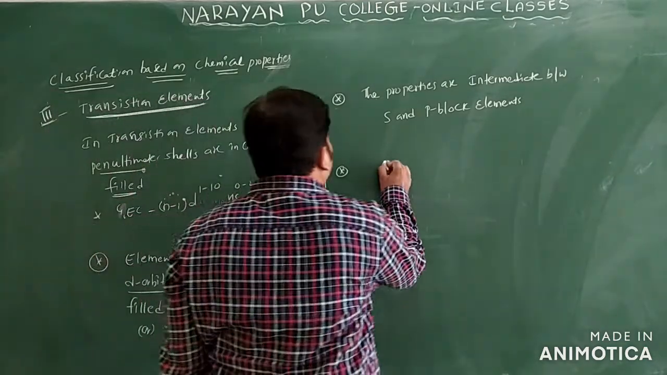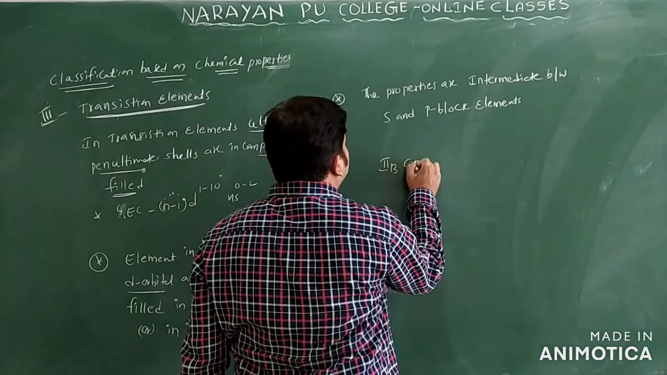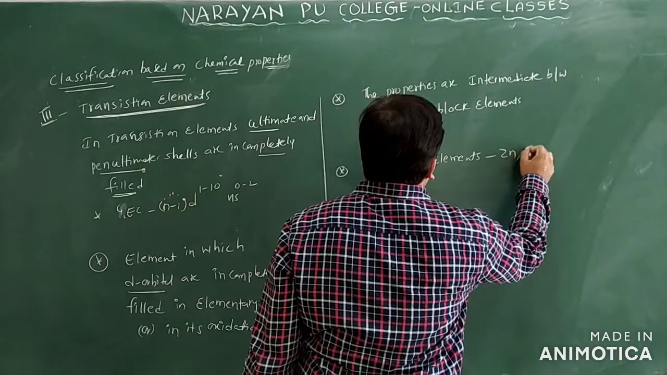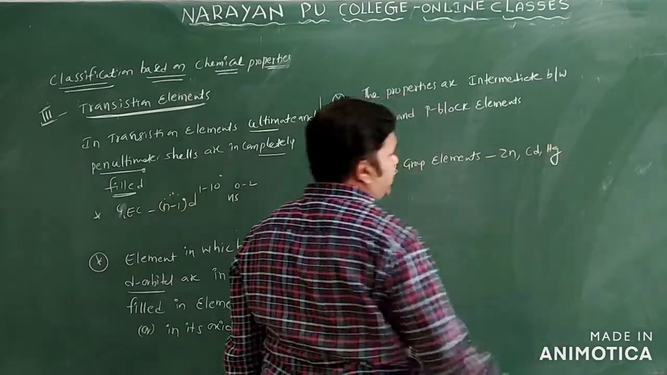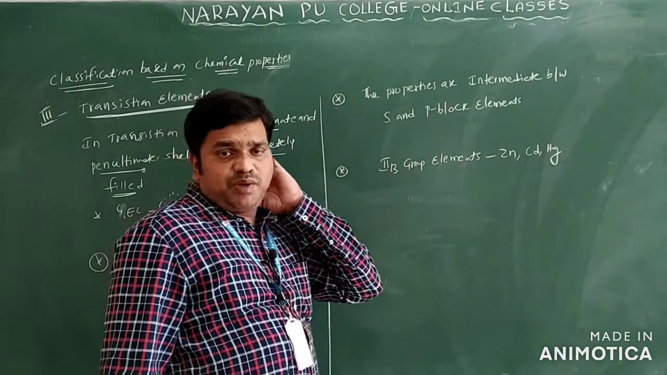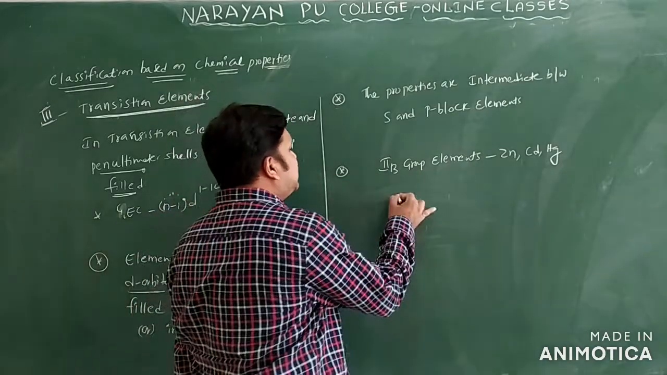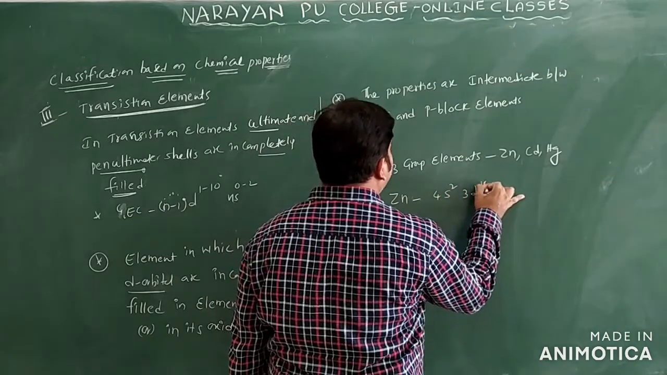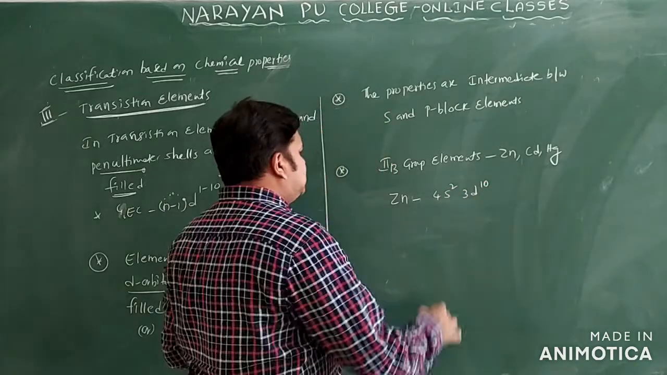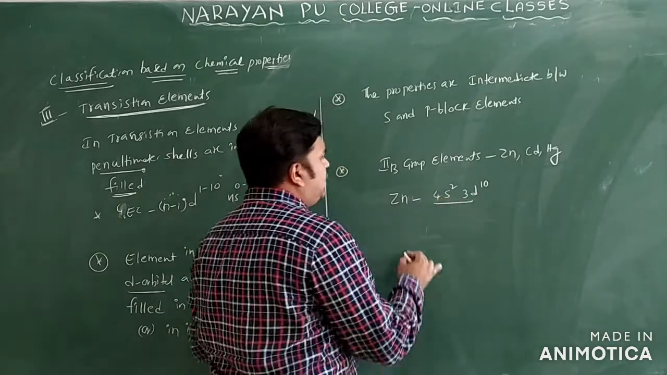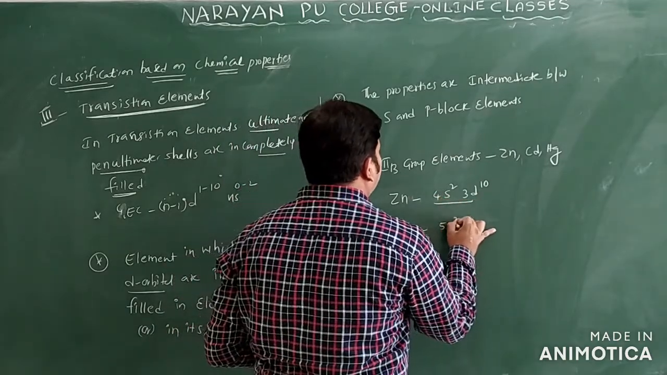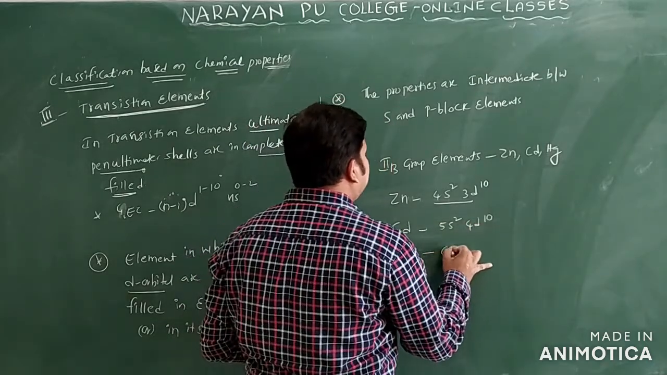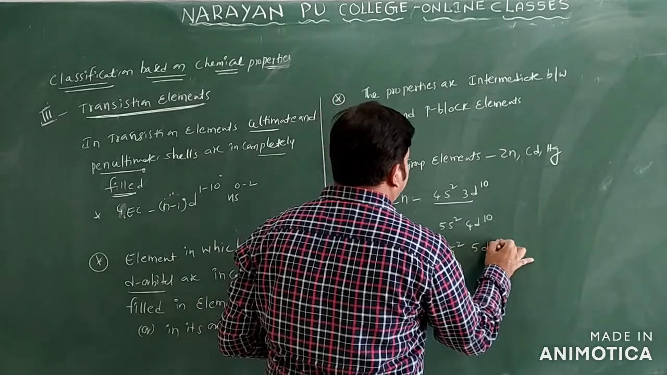B group elements only. In this second B group elements, what are those? Zinc, cadmium and mercury only. So zinc, cadmium, mercury come under the second group only. If we take zinc, I will write here 4s2 3d10 is the configuration only. So I am writing the valence configuration only. If we take cadmium, we have 5s2 4d10. If we take mercury, I will write here this is 6s2 5d10 only.